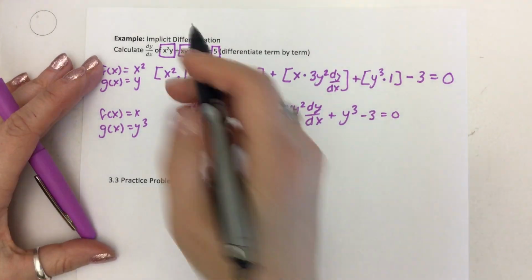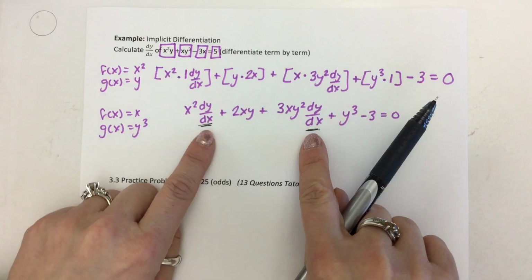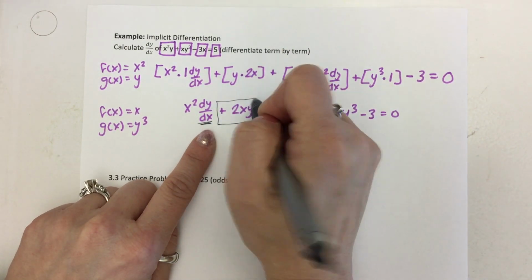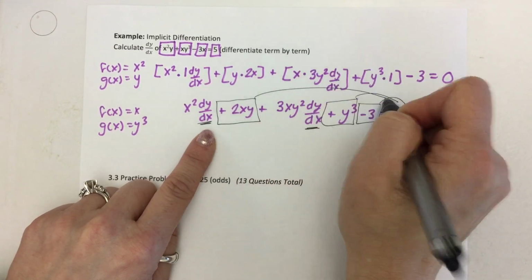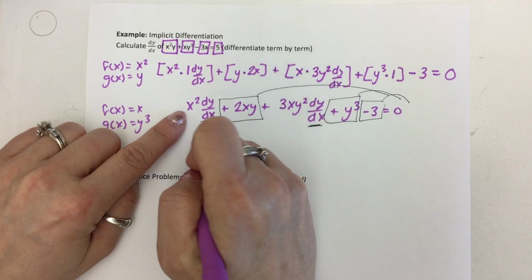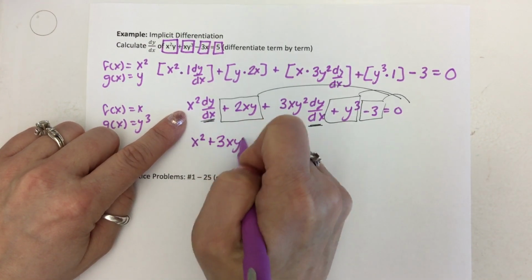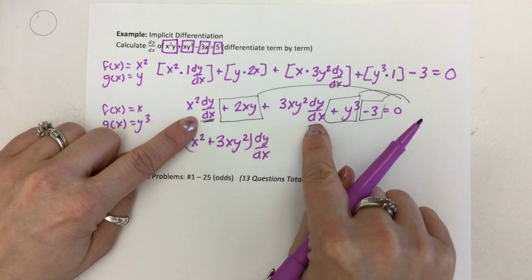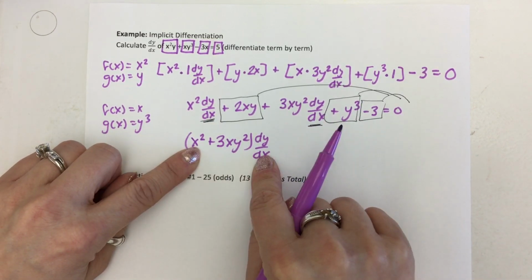If I am trying to solve for dy over dx, what I need to do is keep these terms together on this side. Any term that does not have dy over dx needs to be moved to the other side. I need to get all of that over there. So what I have here, and I can distribute this out. On this side, I have x squared plus 3xy squared. Those are the terms that have dy over dx. These two terms have that derivative notation. I put them together and I took that out.